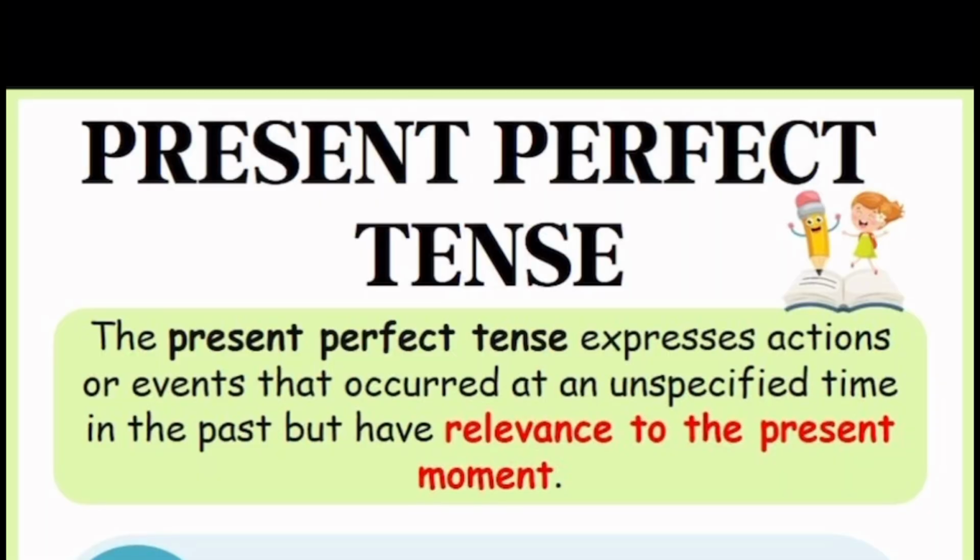Present perfect tense. Now, when do we use the present perfect tense? It is the tense that expresses actions or events that occurred at an unspecified time in the past. I want you to take note of unspecified time in the past, because we are going to make reference to this when we get to simple past tense, but have relevance to the present moment.